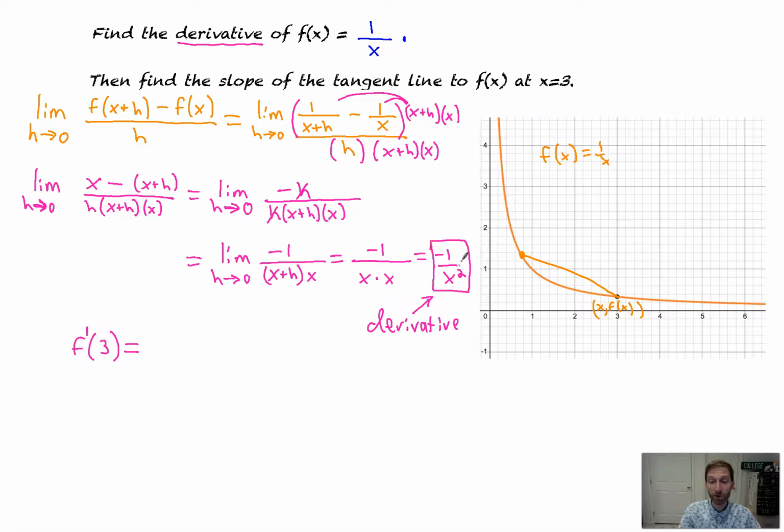That's what that little thing is, and it's read f prime of 3. Well, that's equal to this. Negative 1 over, plug 3 into it. It's the function that gives you slopes at any x value. And that'd be negative 1/9. And sure enough, if you look at this curve right here at x equals 3, it's a negative slope, but not so steep, very gradual.